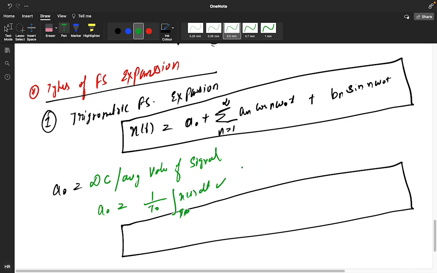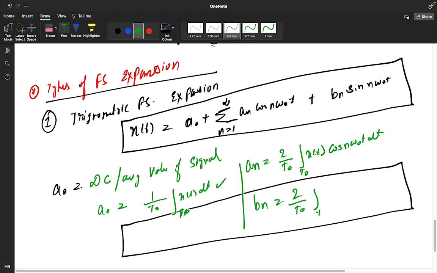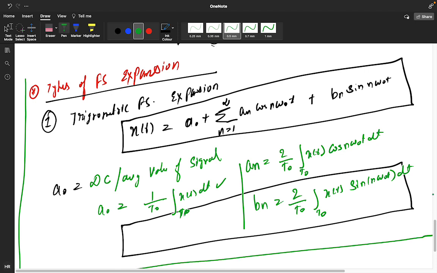And what about the an value? An is 2 by t naught over the time period, integral of x of t cos n omega naught t dt. What about bn? 2 by t naught over the time period, integral of x of t sin n omega naught t dt. So this formula you need to remember. This is a very important formula.